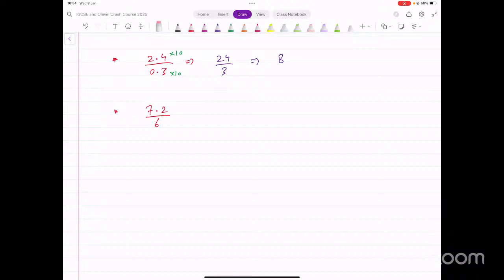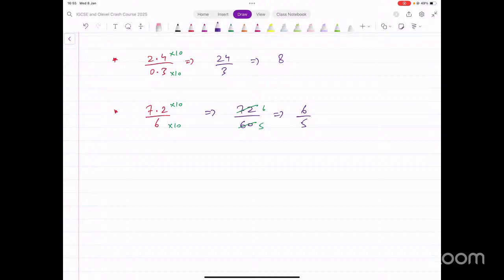We can multiply by 10. Now we can multiply this by 10. We have to do that same thing with the denominator as well. Okay, so it becomes 7.2 times 10 divided by 6 times 10. And what does that give you? That gives you 72 divided by 60. And now this is something that you can do cancellation on. 12 times 5 is 60, and 12 times 6 is 72. So this simplifies to 6 over 5.